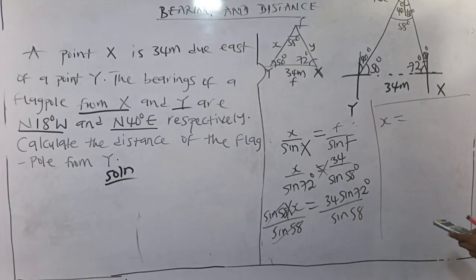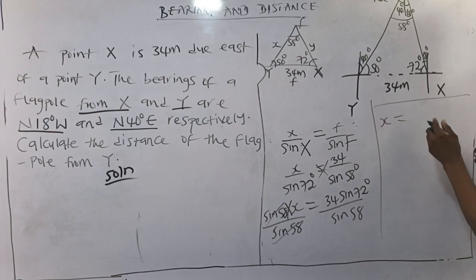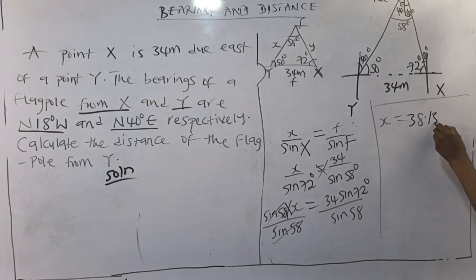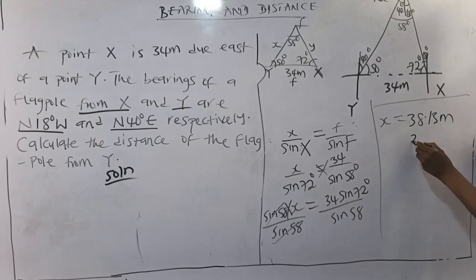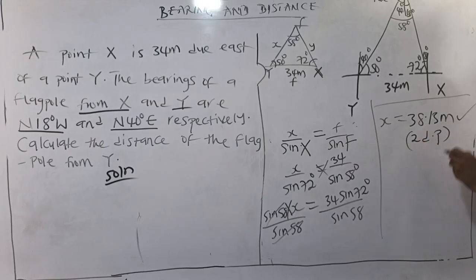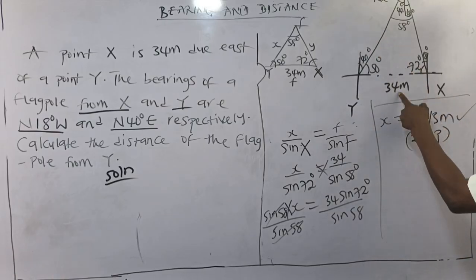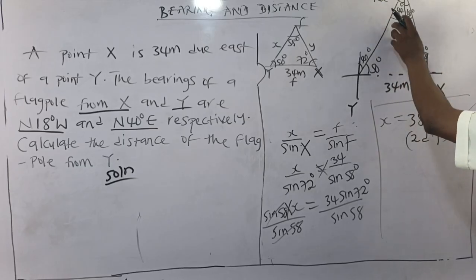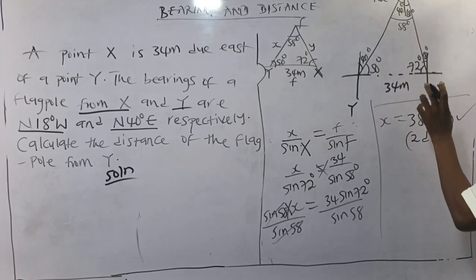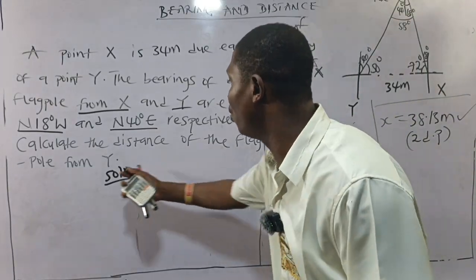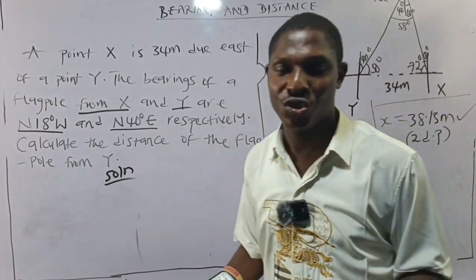divided by sine 58. 34 sine 72 gives me 32.336, and divided by sine 58, I will have 38.12, or to two decimal places, 38.13 meters. This is my answer. You can see that my 72, which is a bigger angle, is opposite the bigger side, than this smaller angle, which is 58, having 34. So this is my answer, the distance of the flagpole from Y. Thank you.